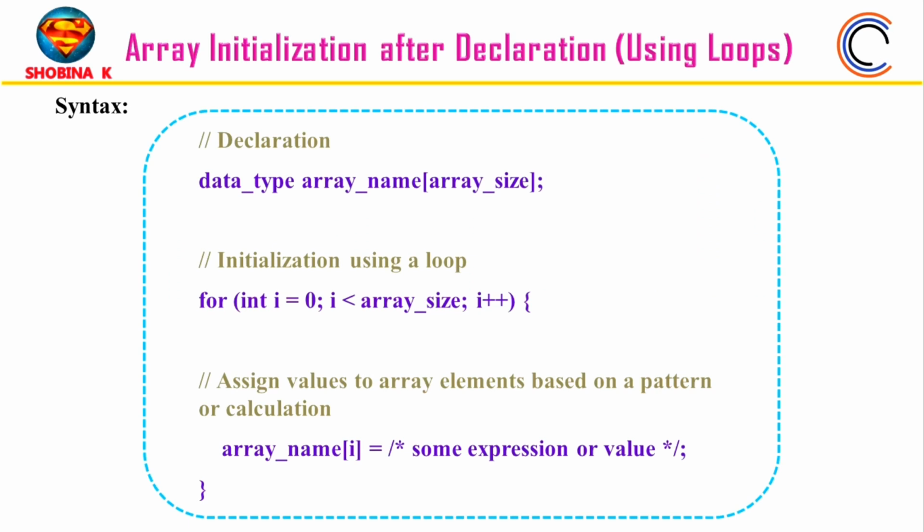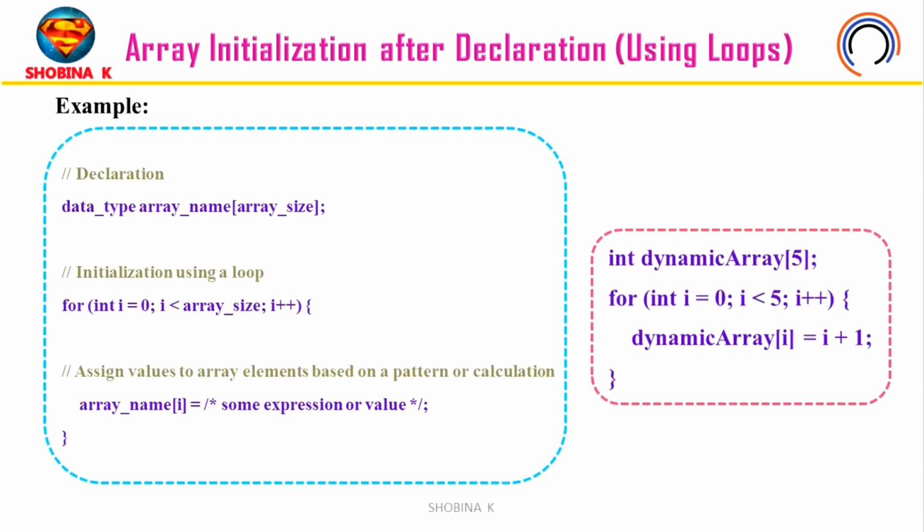Lastly, we have the array initialization after declaration using loops. This method allows us to initialize the array elements after declaring it, typically using loops. So in this case, the array is declared first and then initialized using a loop. Here is the formal syntax. First we have the declaration part and then we initialize the array using a for loop. Now look at an example.